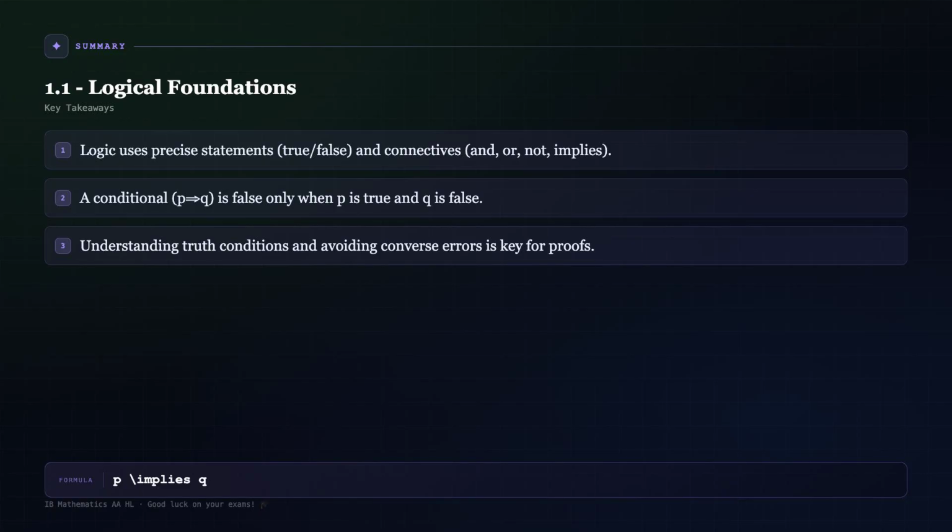So, to summarize, the logical foundations give us the rules of the game for mathematical reasoning. We start with simple statements, combine them with connectives like and, or, and not, and most importantly, we use the conditional if-then to form arguments. Understanding the precise truth conditions for these connectives and being wary of the converse allows you to analyze and construct valid proofs, which is a skill you'll use throughout the entire IB course and beyond.